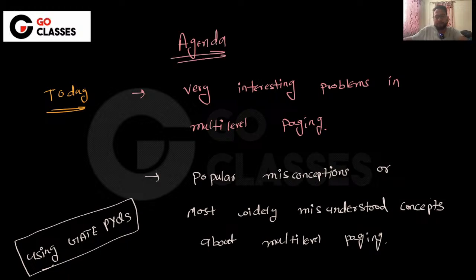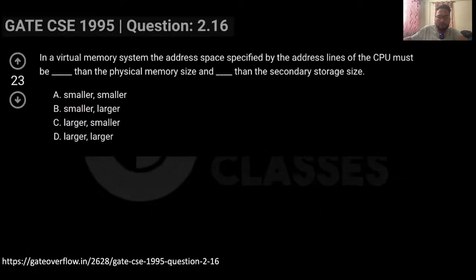Let me just start. Let's see this problem. What they are saying: in a virtual memory system, the address space specified by the address lines of the CPU must be blank than physical memory and blank than secondary storage size. In a virtual memory system, it means that you can store your program in the hard disk. The address specified by the address lines of the CPU must be... so what should be the answer? Just think about it and let me know.